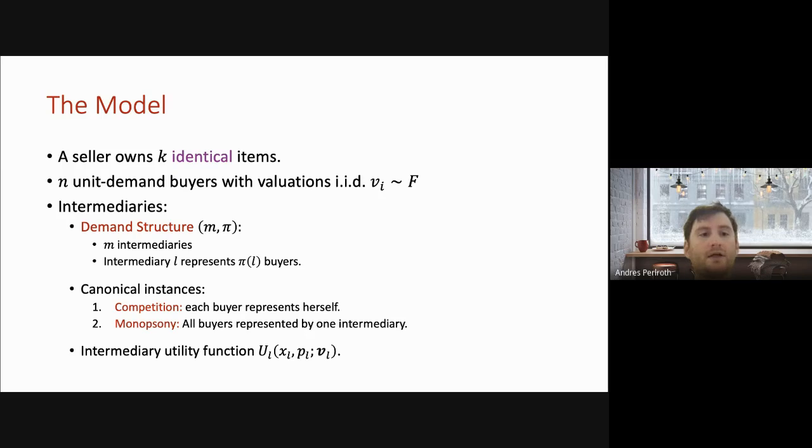Also, another classical canonical instance that has been studied is the case where one intermediary represents all the buyers, the monopsony case. In that situation, there's only one intermediary who is representing all the buyers. The key challenge that we also want to discuss in this paper is how to summarize all the interactions and decisions that happen in the downstream market between the buyers and intermediaries. This is going to be summarized by the utility function U_L of the intermediary.